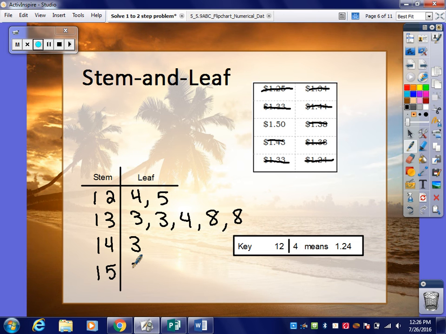And our last one is just 0 for $1.50. So this 0 is representing $1.50. It's not representing that there was 0 in $1.50. It's saying $1.50. Now to your highest number, and you're going to think about what is my lowest number. It's worth the $1.24. So your range will go from $1.24 all the way up to $1.50.